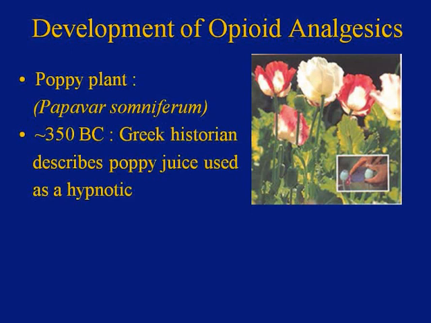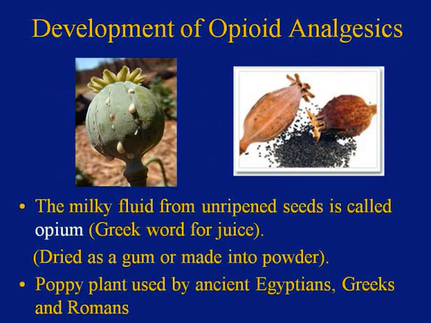So now let's look at the historical development of opiate analgesics. The poppy plant has been known for a long time. Since 350 BC, Greek historians have described getting poppy juice, which can be used as a hypnotic. It puts people to sleep. When you take the fluid out of the poppy seeds, that is called opium. And opium can be dried into a gum or made into a powder. So the poppy plant has been used medicinally by Egyptians, Greeks, and Romans.